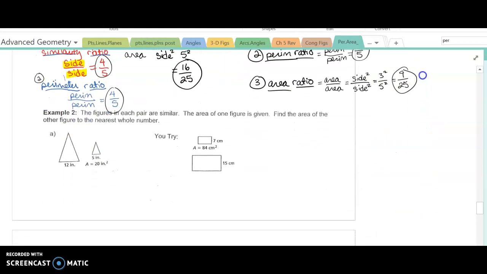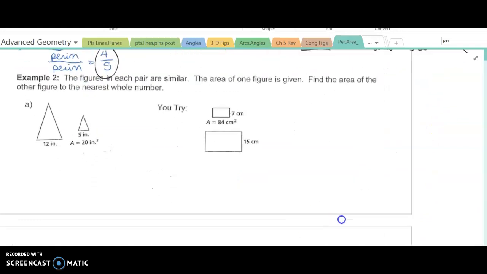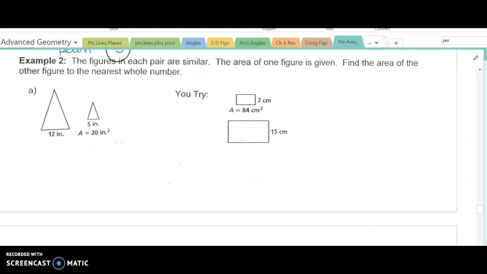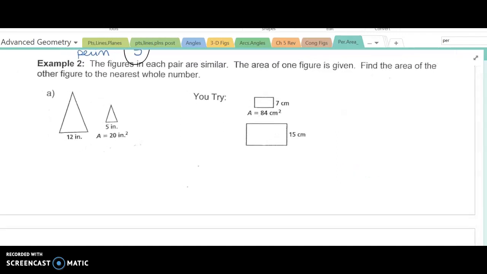All right, let's move on to example 2. The figures in each pair are similar. The area of one figure is given. Find the area of the other figure to the nearest whole number. All we know is that the bottom of this big triangle is 12, the bottom of the little triangle is 5, and the area of the little triangle is 20. We could work backwards to figure out what the height was, but that would be a lot of work now that we know this shortcut.